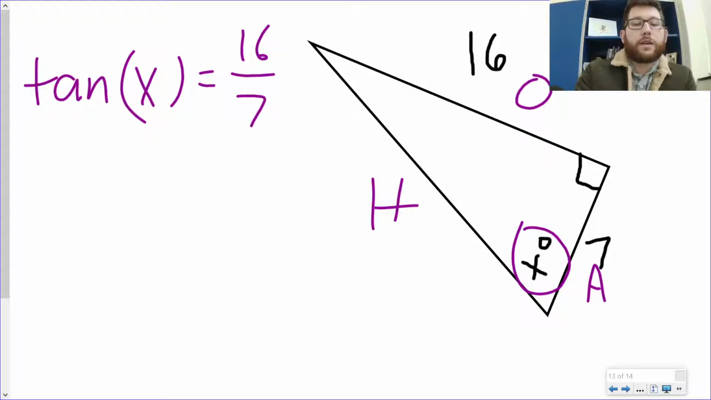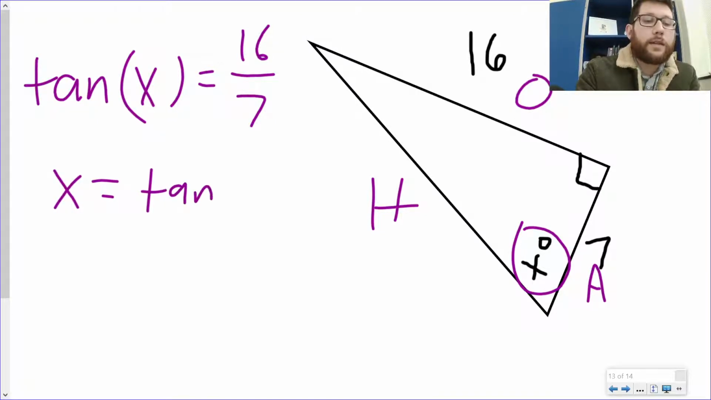And I get 16/7. Now notice, in this case, I'm not multiplying or dividing things to the tangent in order to get the x by itself. What I'm going to do is the tan inverse. So I would do tan inverse of both sides, and this is what I'd end up plugging into my calculator.